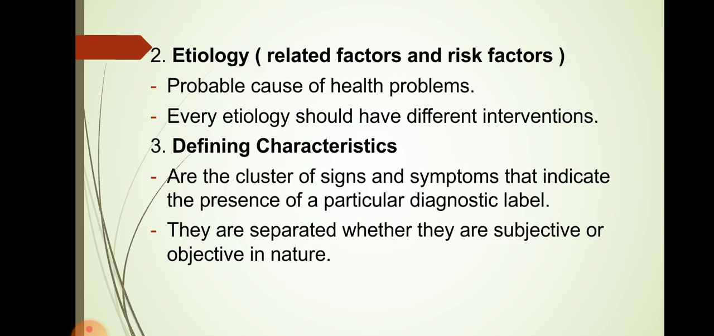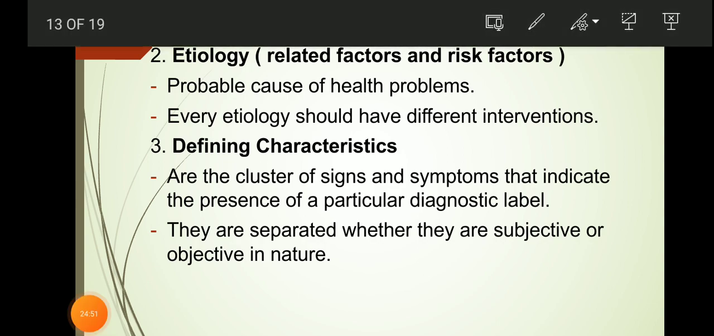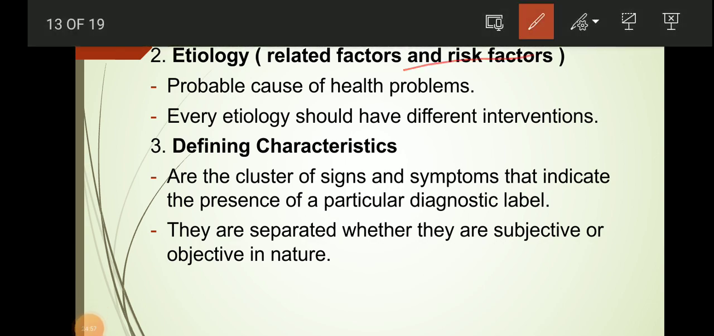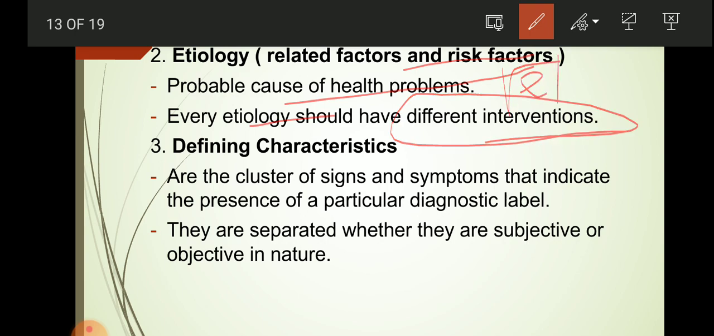It's actually like a systematized pattern or organizing data from your patient. Gets ninyo guys? Okay. The second one, di ba the problem ang permero? The second one is etiology. Etiology is the related factors and risk factors. So probably cause of health problems. Every etiology should have different intervention. Okay? That is what we call mao ni atong ginabutangan og related to.